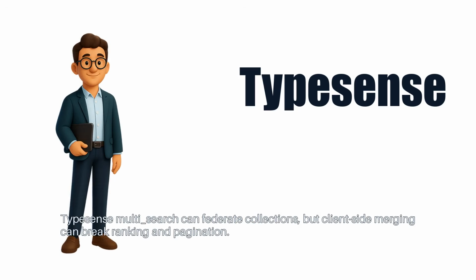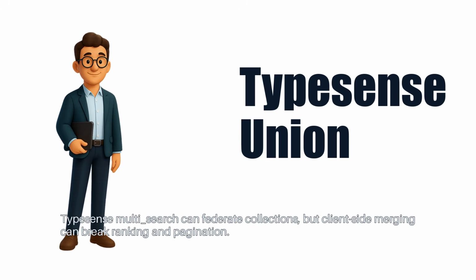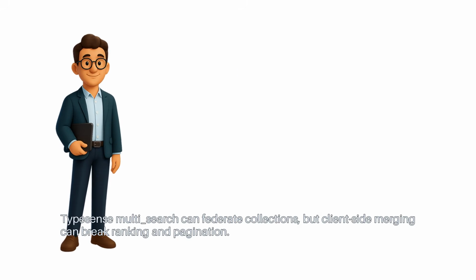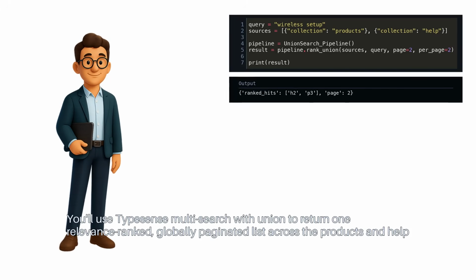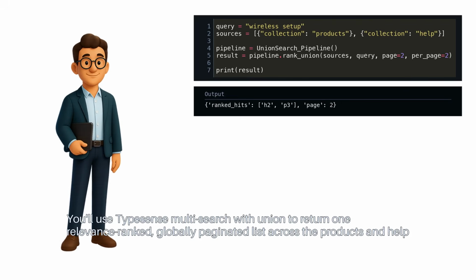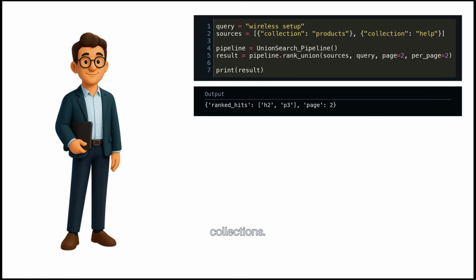Typesense multi-search can federate collections, but client-side merging can break ranking and pagination. You'll use Typesense multi-search with union to return one relevance-ranked, globally paginated list across the products and help collections.